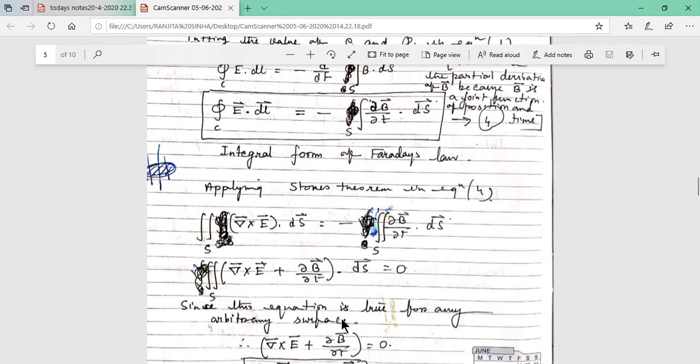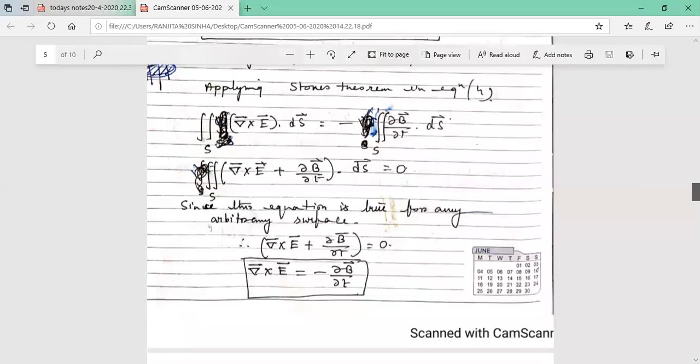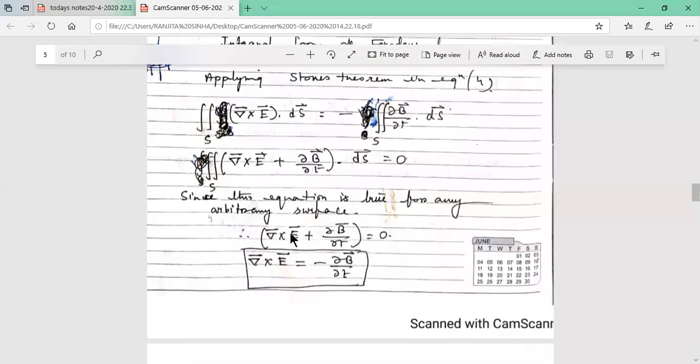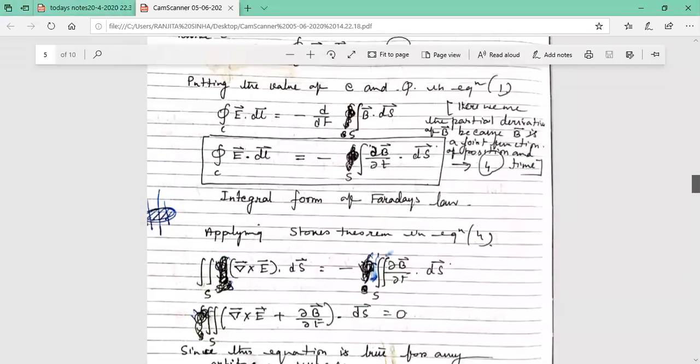Since this equation is true for any arbitrary surface, we can write curl of E plus del B by del t equal to 0. So curl of E equals minus del B by del t. This is the differential form of Faraday's law. So there are two forms, the integral form and the differential form. You have to remember this: curl of E equals minus del B by del t.